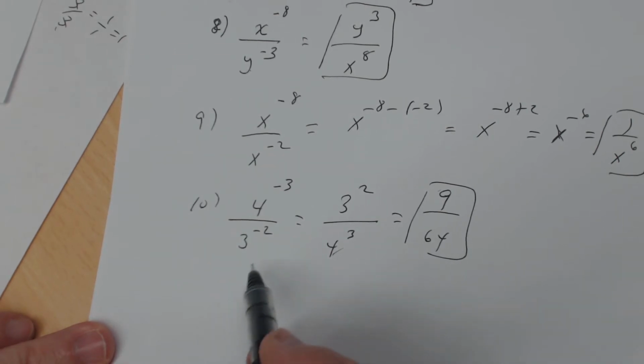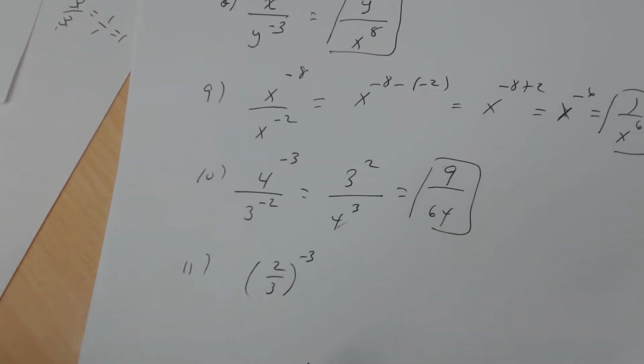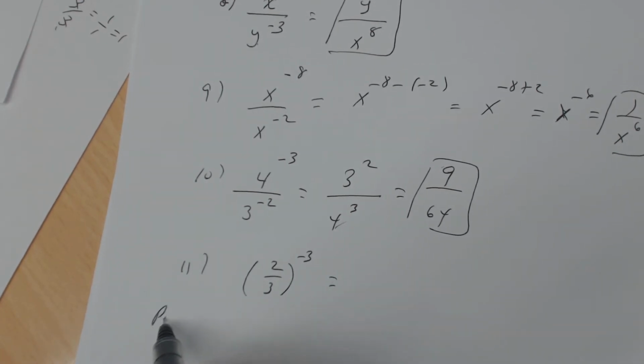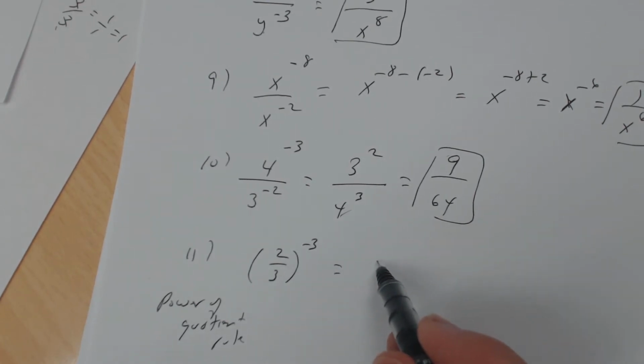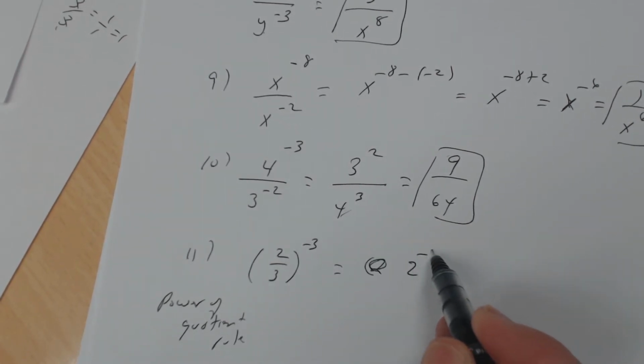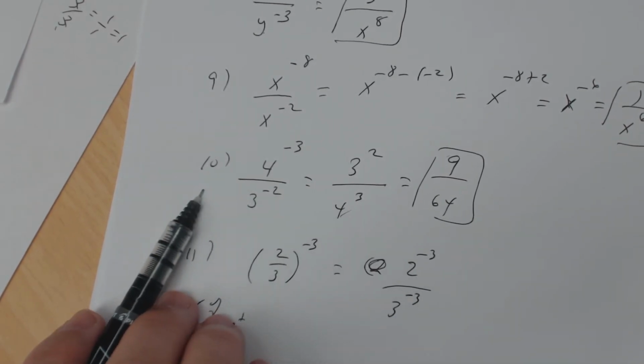Alright, now let's look at 11. Suppose you had 2 thirds raised to the negative third power. Now, the best thing to do is to use the power of a quotient rule. So remember, the power of a quotient rule basically said this: you take the numerator, raise it to that power, take the denominator, raise it to that power. So that's 2 to the negative third, divided by 3 to the negative third. And now that looks like number 10.